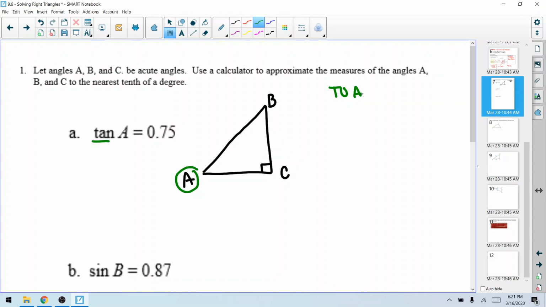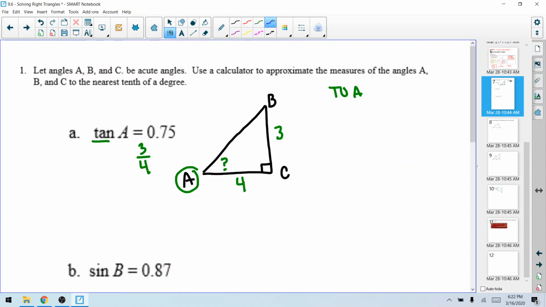Well, when I do that ratio, I get 0.75. Now, 0.75, if I think of that as a ratio, would be 3/4. So I know the opposite side must be 3, and I know the adjacent side is 4. But the question is, what's angle A? So what measure does angle A have to be so that my opposite side is 3 when my adjacent side is 4? So really what I'm trying to find is that angle measure.